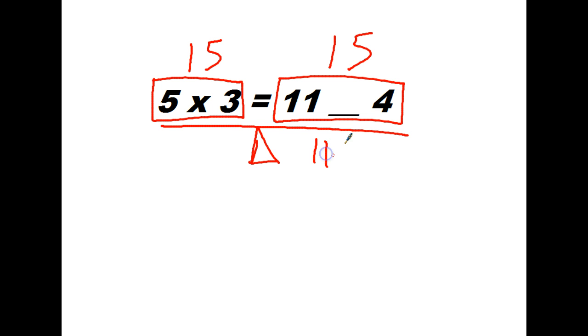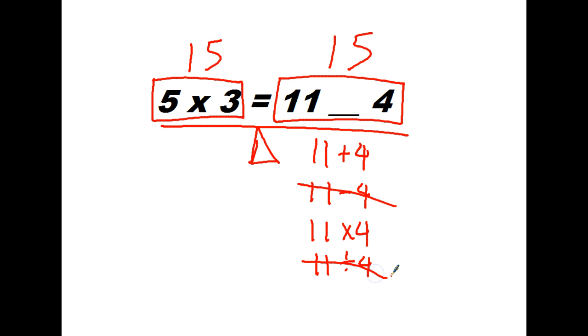So that means I either need to be doing 11 plus 4, 11 minus 4, 11 times 4, or 11 divided by 4 to get 15. Well, obviously, if I subtract or divide, it's going to give me something less than 11 because I'm making it smaller. 11 times 4 is 44, way too much, so it must be 11 plus 4.